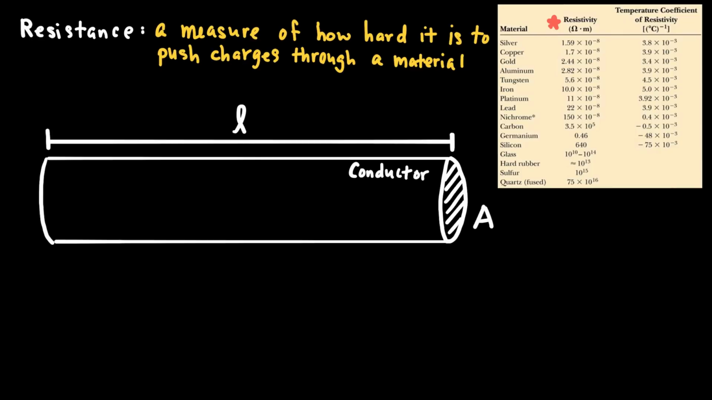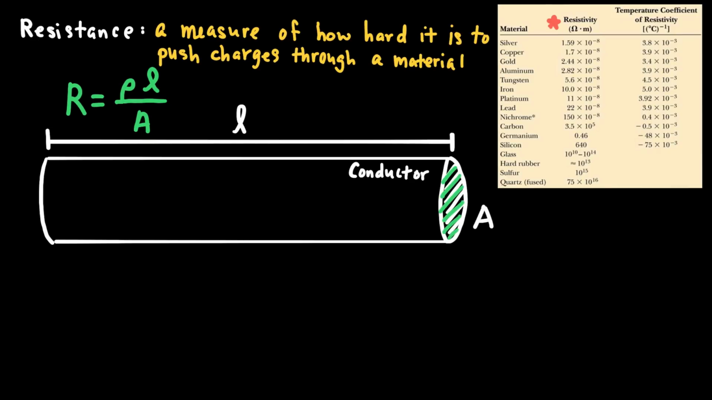And that relationship is given by R, which stands for the resistance, is equal to the resistivity, which is given by a lowercase Greek letter rho, times the length of the conductor divided by the area of the conductor. And I've shown those properties down below. The length of the conductor is just the physical length, and the area is the cross-sectional area of the conductor.